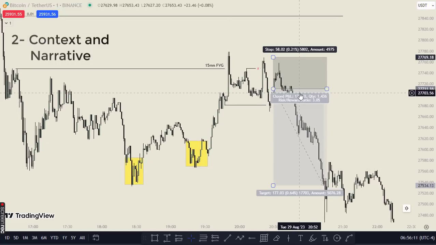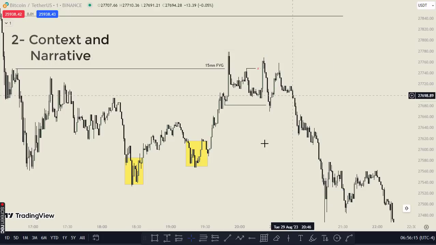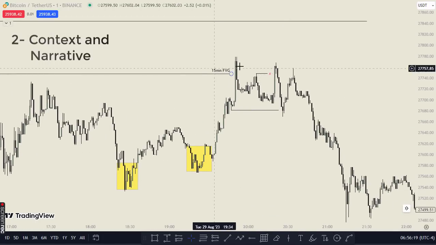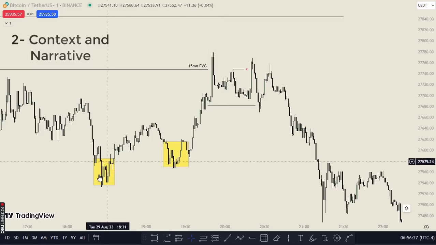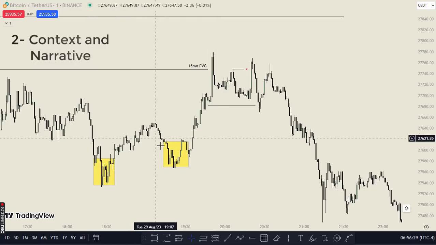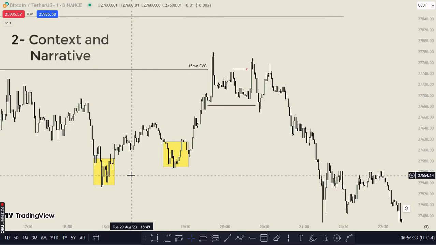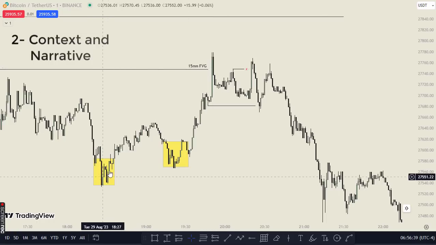First of all, let me just remove this. So we have a return to this point of interest, internal range liquidity on the 15-minute chart, right? And now we wait for a change on the order flow. So the order flow of the 1-minute chart is bullish, as you can see, right? From here to here, we have a market maker buy model. So now we want to anticipate a market maker sell model to target this original consolidation, right?